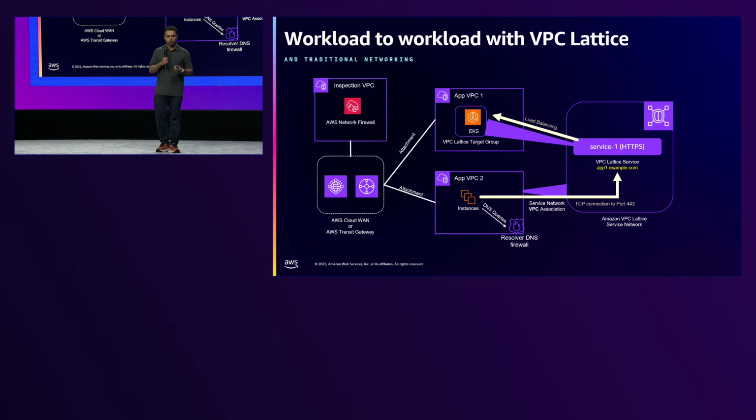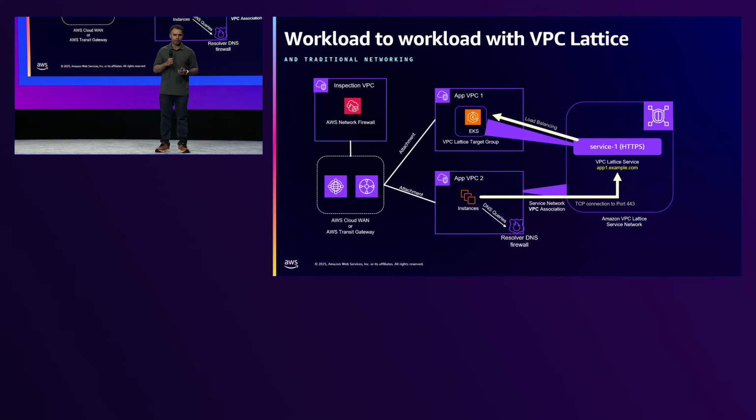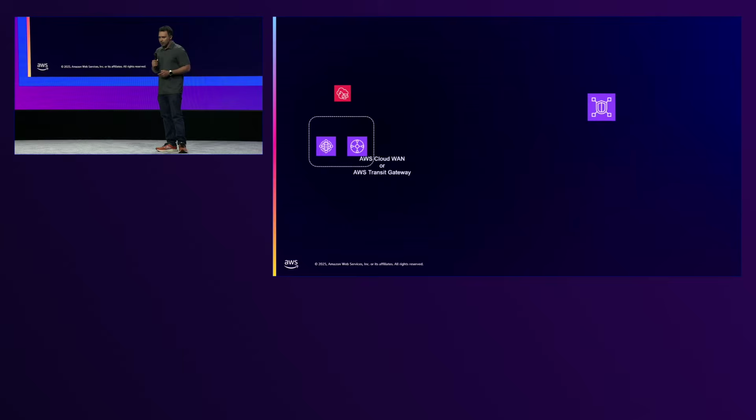So the major point to take away from this slide is that let's say you have an existing Cloud WAN or Transit Gateway deployment and Lattice starts appealing to you, you can spin a pilot or a POC within the same network as well, as in they can all coexist together.